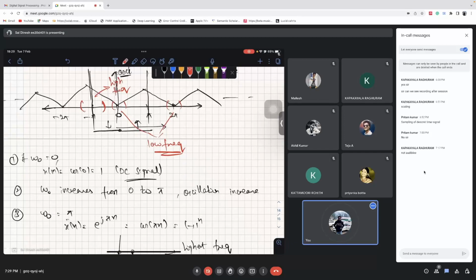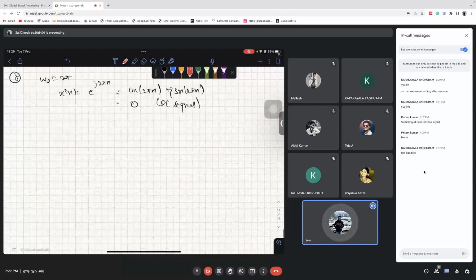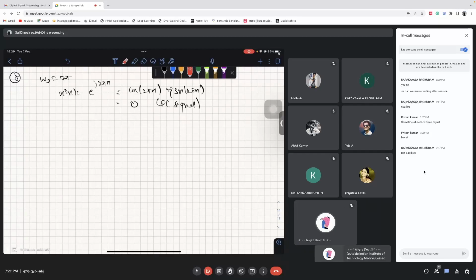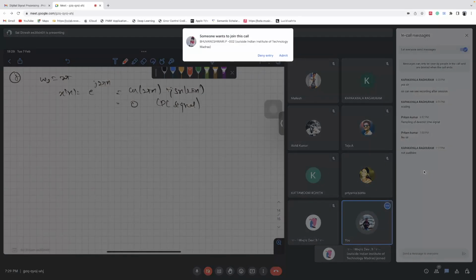Right? Isn't it nice? Because in the continuous time case, there is no such rule like this, and then you have to, for example, you have a frequency domain where, so someone is joining, yeah.